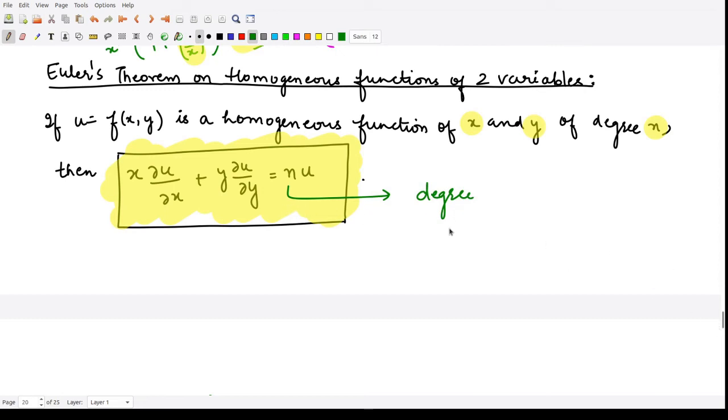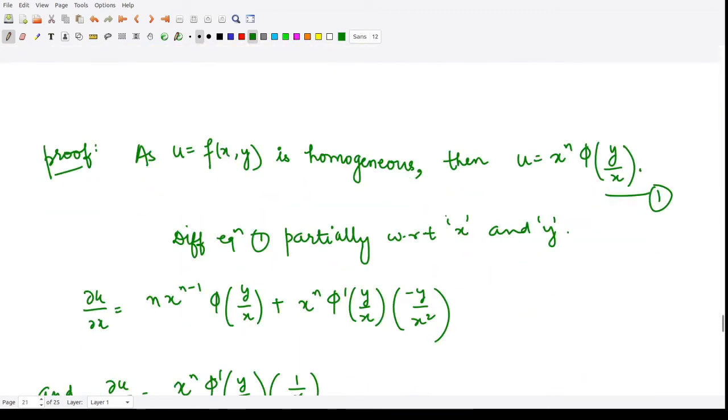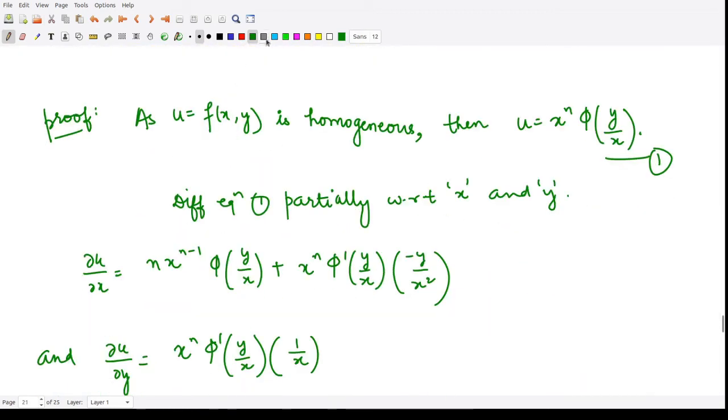So let us quickly see the proof for this one. The proof is also very simple. Now because we are given this function u is equal to f of xy, which is a homogeneous function, we can write this function in this form: x raised to power n into phi of y divided by x. So let me call this equation number 1.